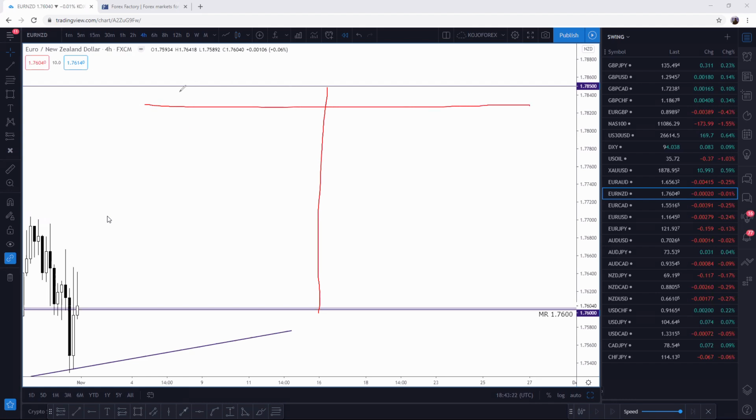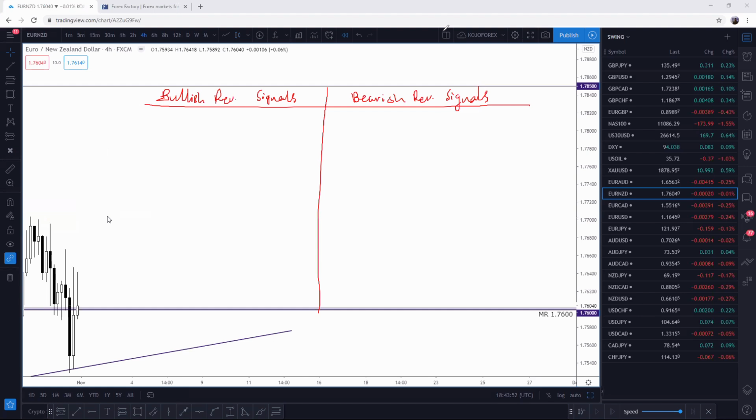So I came to identify what are called the bullish reversal signals and then the bearish reversal signals.